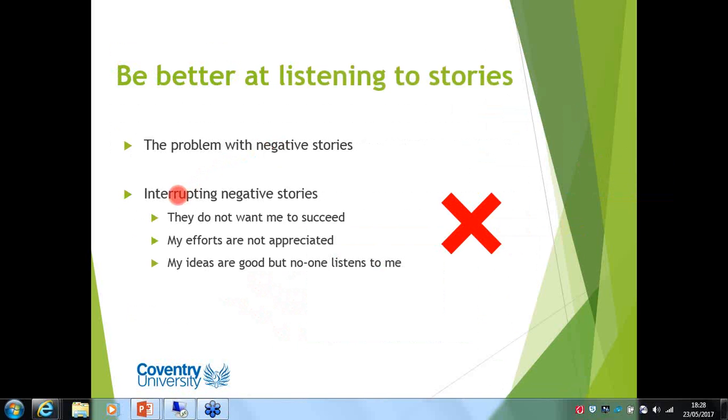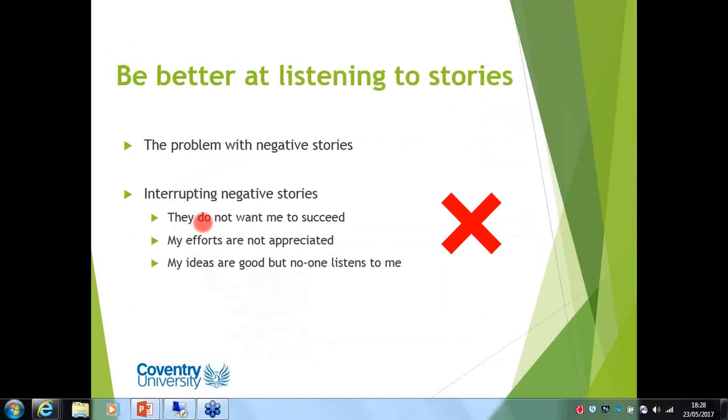So negative stories. The kind of things that people might say in the workplace to another colleague: they don't want me to succeed, or he doesn't want me to succeed, or she doesn't want me to succeed, my efforts are not appreciated, my ideas are good but no one listens to me. You may even hear it's not fair, which is rarer, but does happen from time to time.